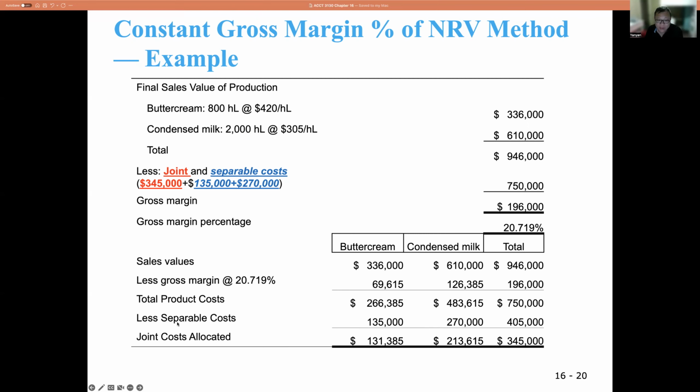And I already know the separable cost, 135K. So I use the total product cost minus the separable cost, and the residual, 131K, is going to be the joint cost allocated. Okay, so that's what happened here.